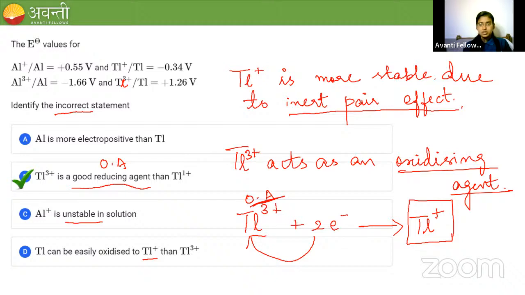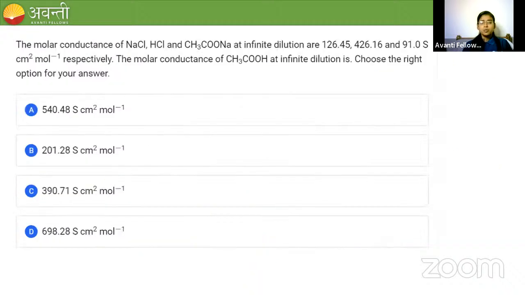So I hope you will answer this. Very good. The next question is: the molar conductance of NaCl, HCl, CH3COONa at infinite dilution are given in terms of Siemens centimeter square per mole respectively. The molar conductance of CH3COOH at infinite dilution is? Choose the right option for your answer. So we have to find out the molar conductance of this compound at infinite dilution. For infinite dilution, we have to use Kohlrausch law, right?